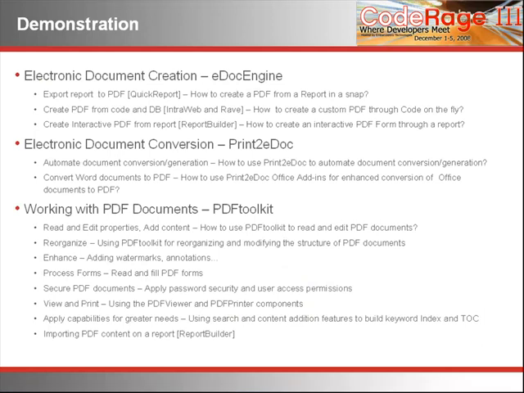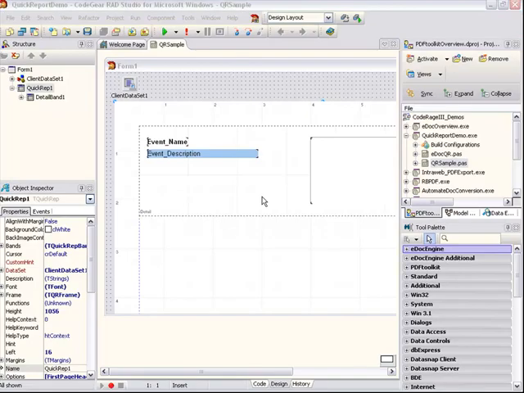Here's the complete list of demos we will be seeing and the specific topics that we will get to learn about. The demos map quite closely to the needs and pains we listed down a few moments ago. We'll start with creation, then go on to conversion, and finally on to working with existing PDF documents. Let's start with the first demo that shows us how to create a PDF file from a report in a snap. For this demo, we will be using Quick Report as the reporting tool.